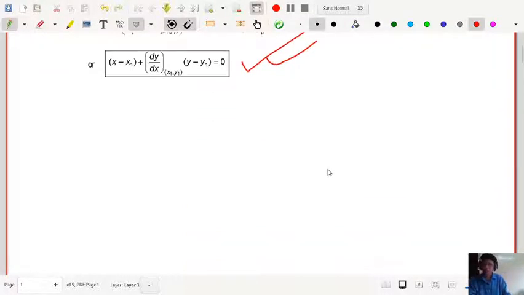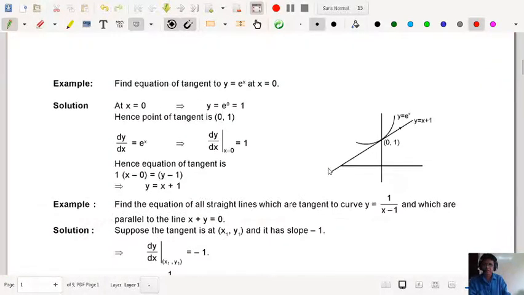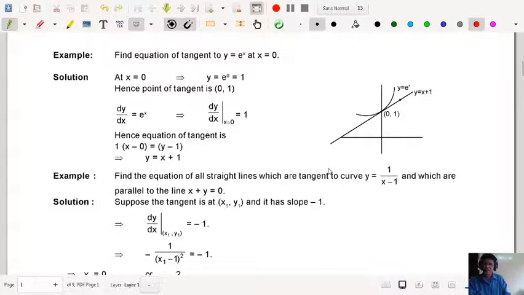So let us solve some problems on that. First let us have a very simple example. Find the equation of the tangent to y = e^x, the exponential, at x = 0.